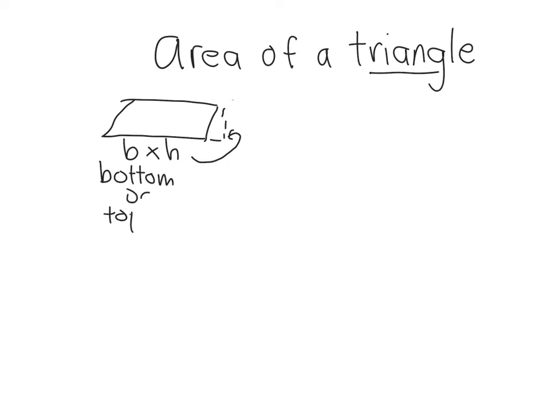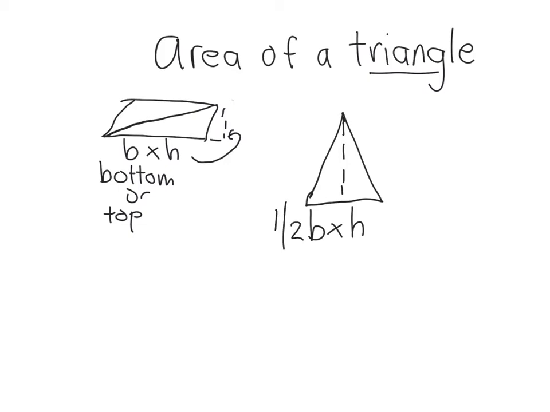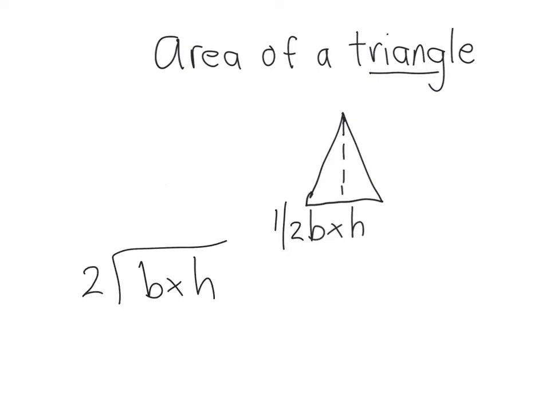But if we were to cut this in half, as we said before, we would have two triangles. So our formula for a triangle, remember a formula is just a way to do it, is going to be base times height. But now we're going to cut it in half. So our formula is really half base times height, or base times height divided by 2.